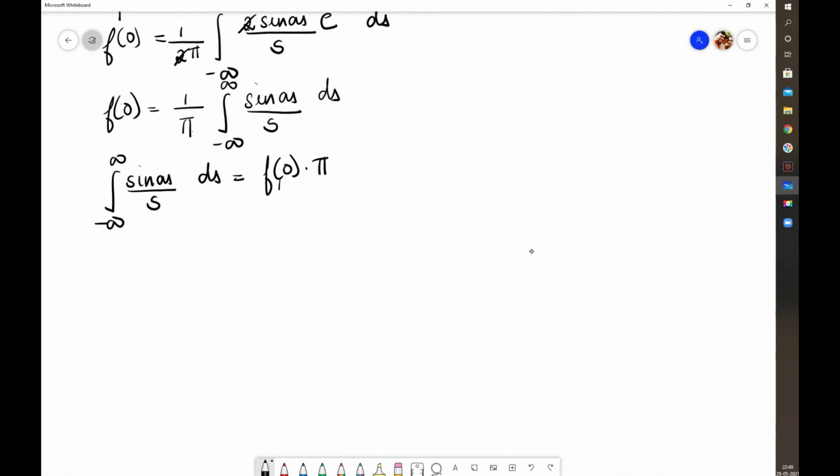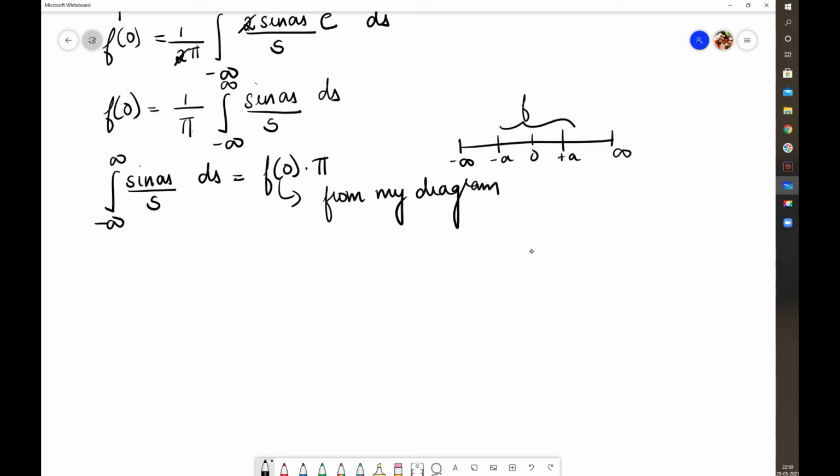From my diagram, this diagram, I hope you remember this. Minus infinity to infinity, minus a, 0, plus a. So in this part, f of x is equal to 1. So f of 0 is 1. So from this, I come to know that my f of 0 is 1. So the integral from minus infinity to infinity of sine as by s ds is equal to pi.